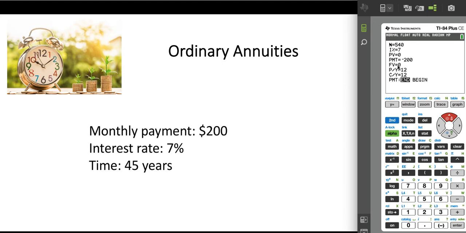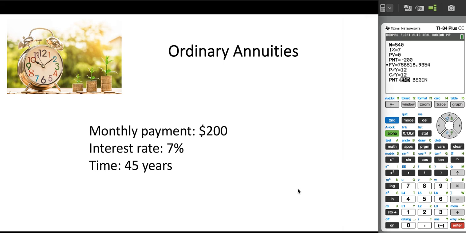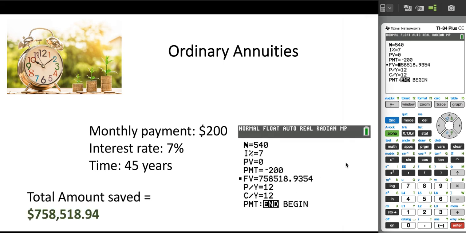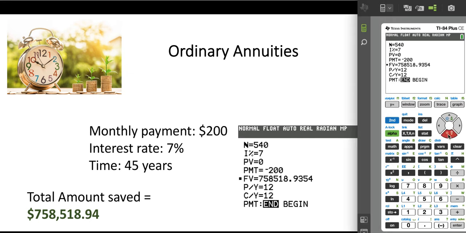So what will be the future value of our money? We're going to press alpha and enter. And look at how much money you'd have. $758,518 and about 94 cents. That's a lot of money, isn't it?